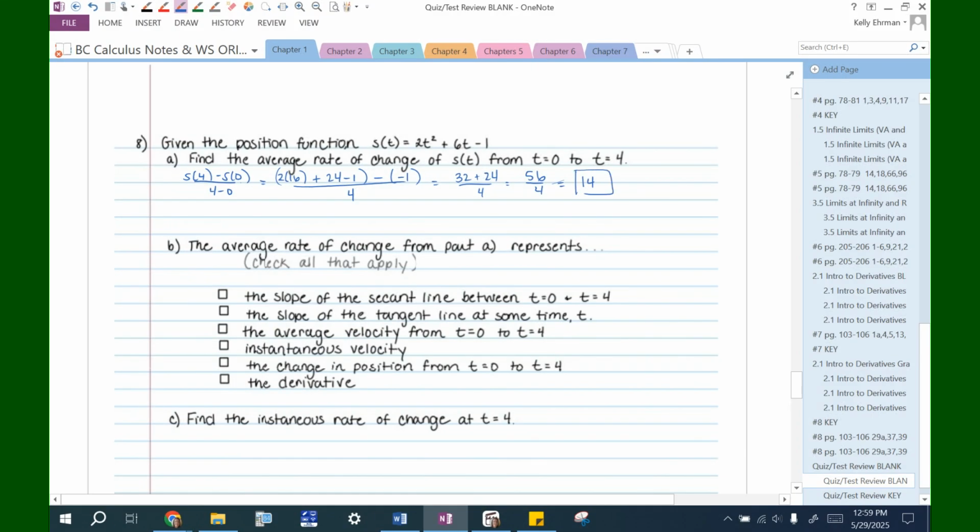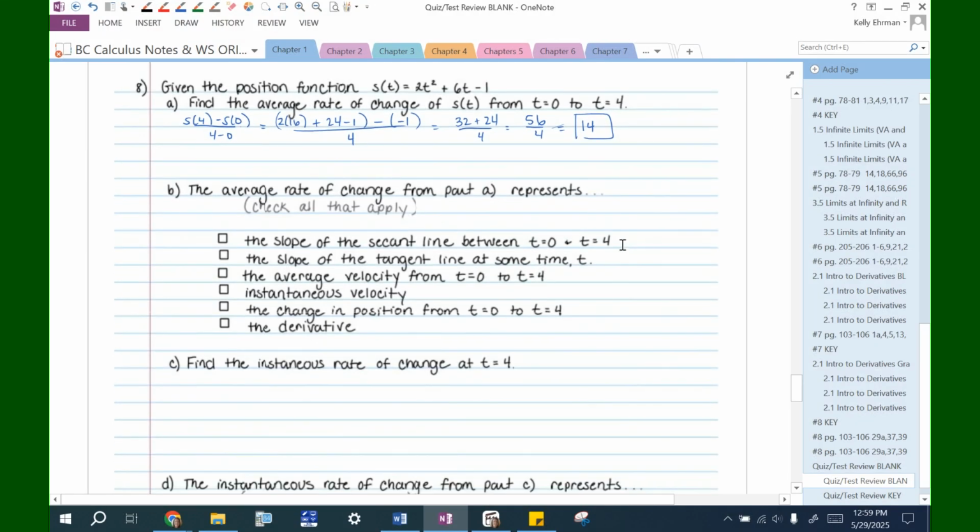I don't see any units here. The average rate of change from part A represents, so what does this represent? The slope of the secant line between 0 and 4? Yeah. The slope of the tangent line at some time t? No. The average velocity from 0 to 4? Yeah. Instantaneous velocity? No. Change in position? No, because that would just be s of 4 minus s of 0. Definitely not the derivative.